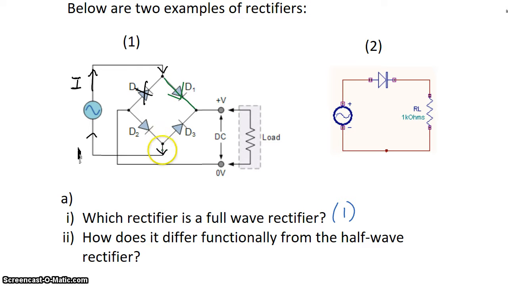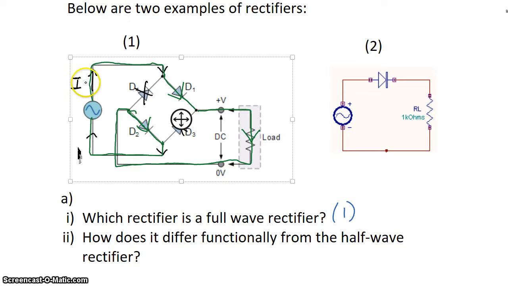And if current is meant to be coming out of this node, this diode will not accept current in that direction, but this diode will. So the whole circuit flows like this. Through the load, back around, up, down through this diode, down, around, and back up again. Seems like a very complex way of getting around the circuit, but what it ensures is that the current is always flowing down through the load.